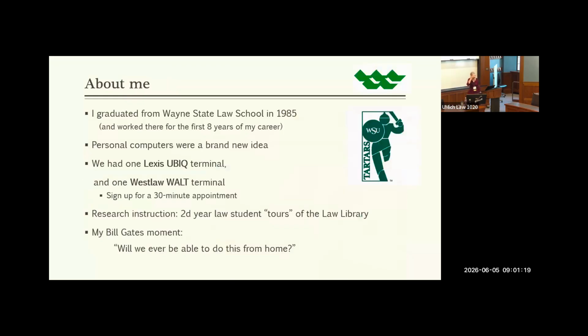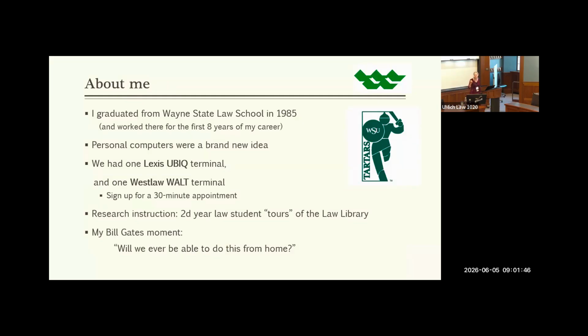So a little bit about me. Every school I ever went to is within walking distance of this building, except law school, where I went to Wayne State. I had to go to the Wayback Machine to find the appropriate W for Wayne State because they rebranded in the years since. I'm a Tartar. They are now the Wayne State Warriors. So lots of change.